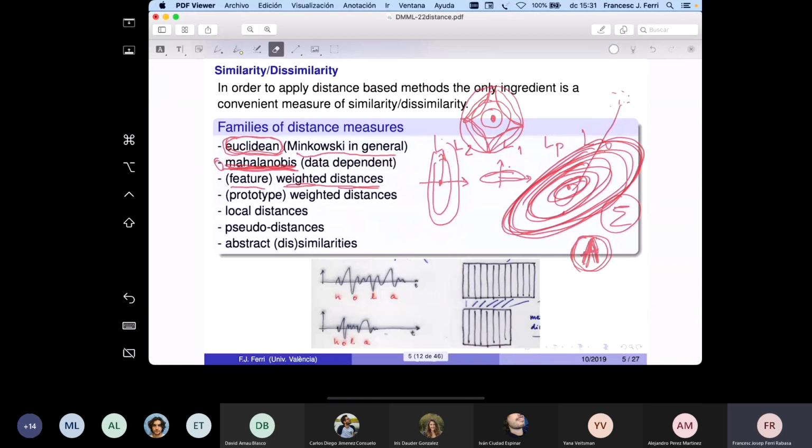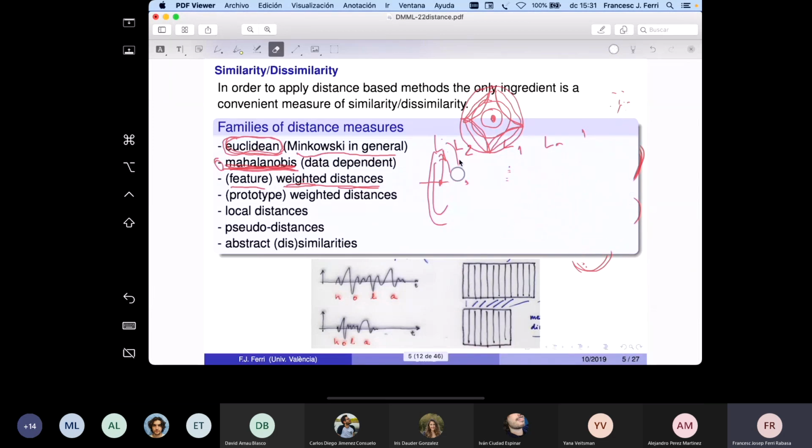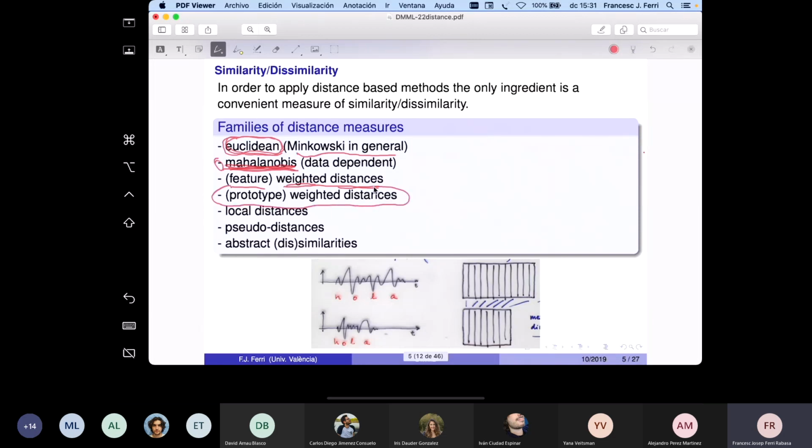This is quite usual: Euclidean or Minkowski distances and Mahalanobis or quadratic distances. Not so usual are what we call prototype weighted distances. What does this mean? Well, it means the following. Imagine I have a problem and I have several examples. And then I assign different weights for different examples.